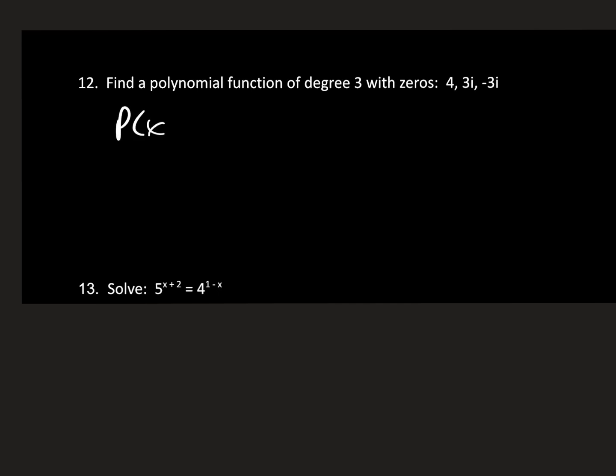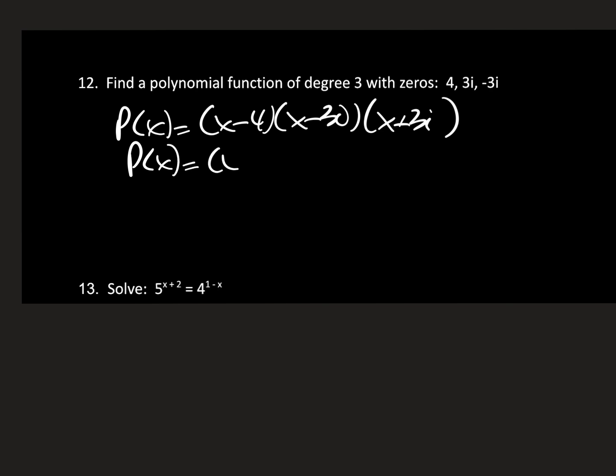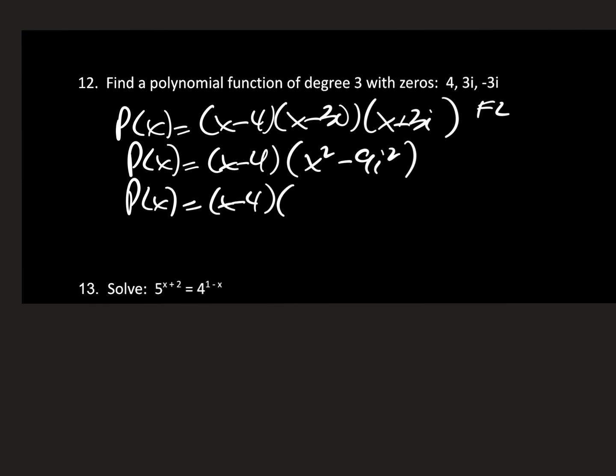Don't forget your p of x, just saying. x minus 4 here. 3i came from x minus 3i. That's supposed to be an i. -3i came from x plus 3i. That's better. All right, I'm going to leave this x minus 4 alone for a second, because these second two are conjugates. Remember, conjugates you can just do FOIL. So I'm going to do x squared minus 9i squared. Now, I have an x minus 4 still. x squared minus 9i squared is really x squared plus 9.